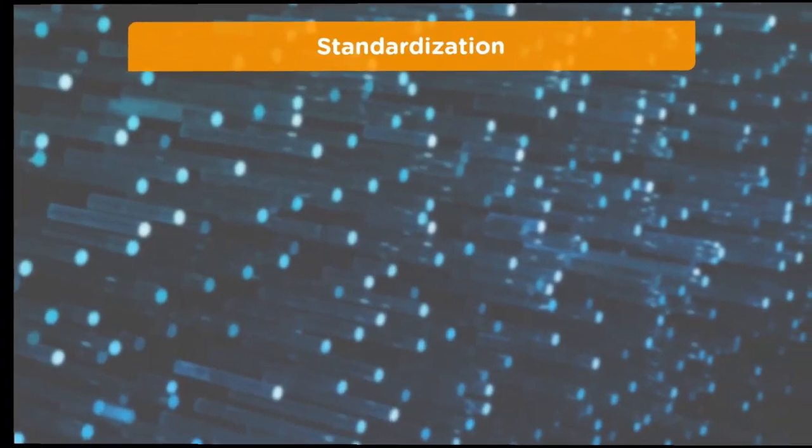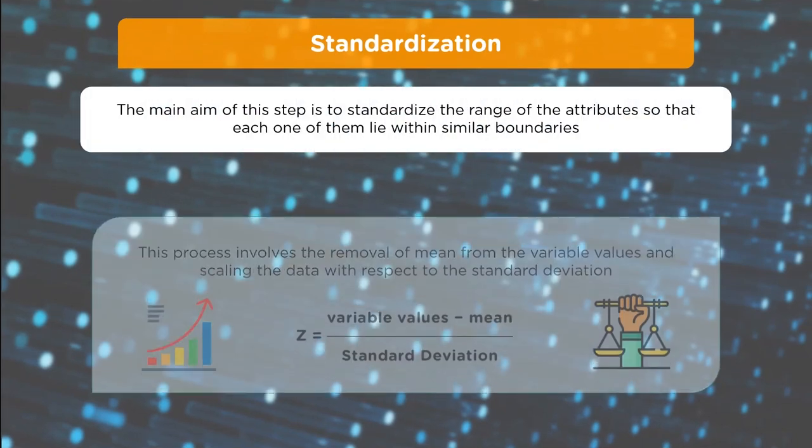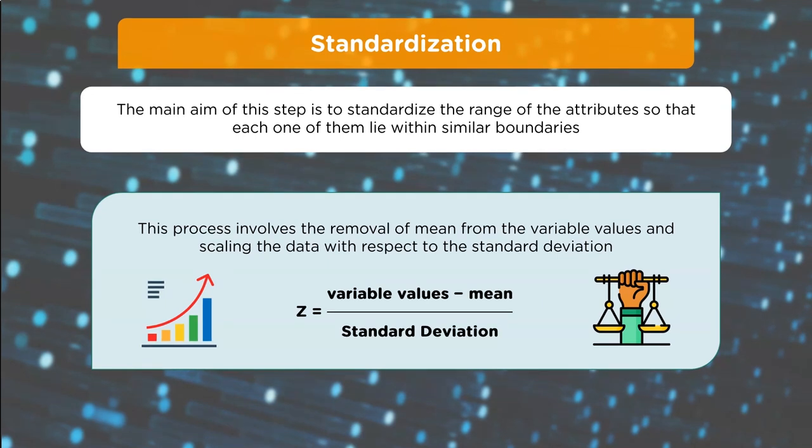When we talk about standardization, the main aim of this step is to standardize the range of the attributes so that each one of them lies within similar boundaries. This process involves removal of the mean from the variable values and scaling the data with respect to the standard deviation. And you can see here we have z equals the variable values minus the mean, over the standard deviation.